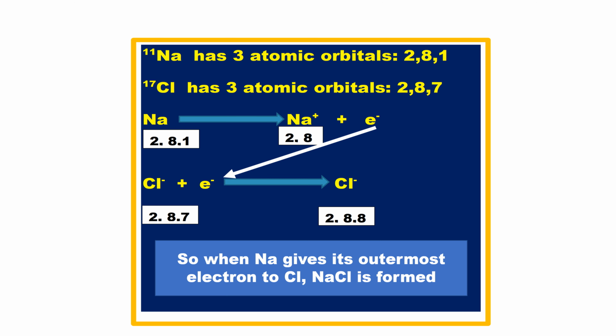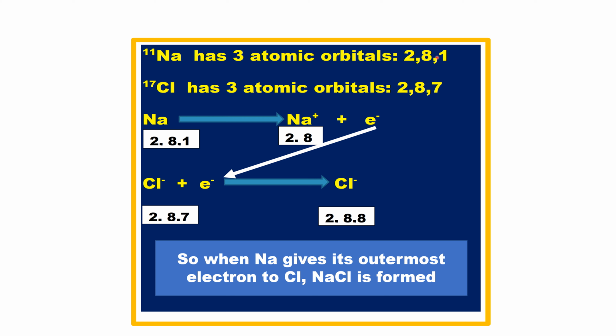Let's look at an example of ionic bonding. An ionic bond is formed between sodium and chlorine. Sodium has atomic number 11. It has 3 shells and its electronic configuration is 2,8,1. Sodium has 1 electron in its outermost shell. Chlorine has atomic number 17. It has 3 shells and its electronic configuration is 2,8,7.